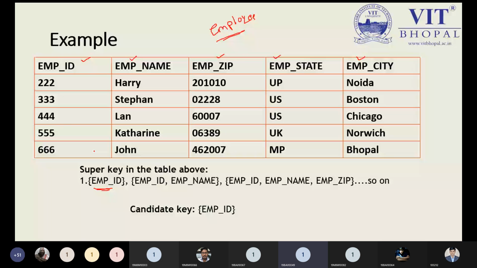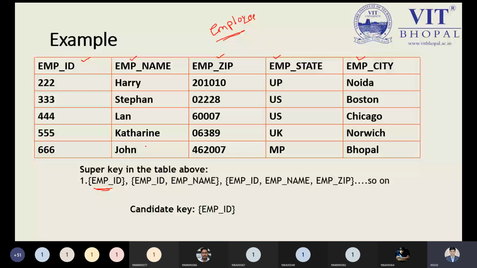Yes, sir. Okay, according to our definition, which is written on the previous slide, of course we can. Sir, I have a question. Yes, tell me. Sir, can a super key be a single attribute only? Yes, of course. It can have a single attribute or multiple attributes. No problem. Now see, a primary key is also a super key.